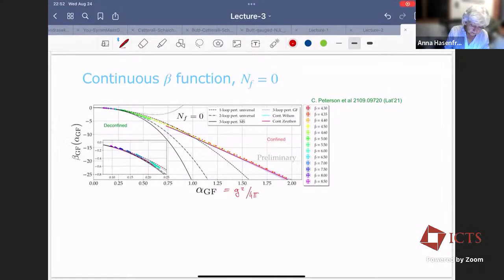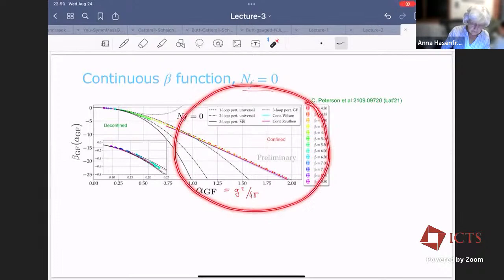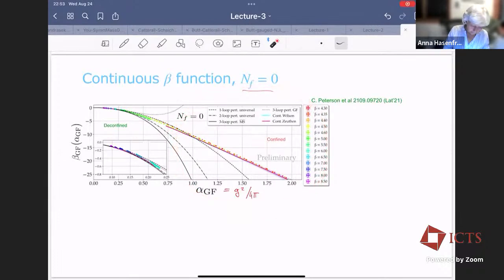Now, MF0, pure Yang-Mills, is a confining system. We know approximately where confinement sets in, somewhere around here, less than alpha 1. So this area is really showing how the beta function looks in the deconfined regime, but this area is fully confined. Now, what do you see here? The colored data points are various raw data, continuum limit extrapolated data.